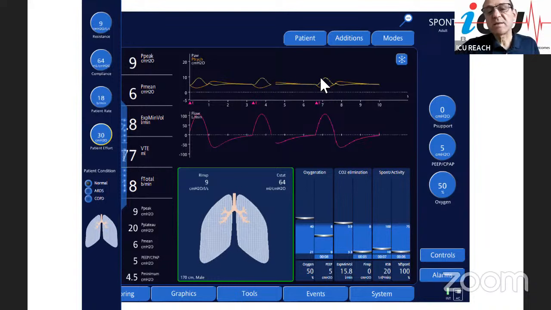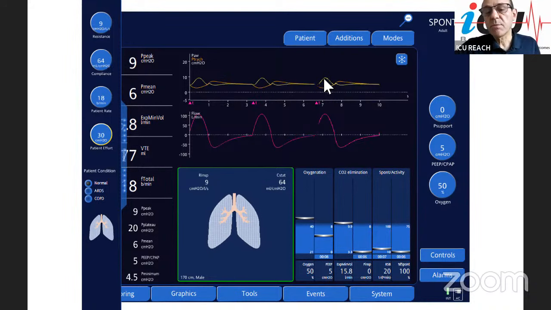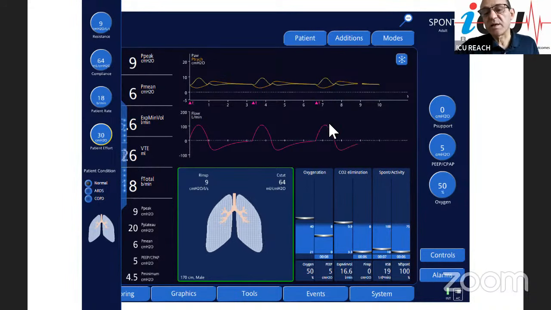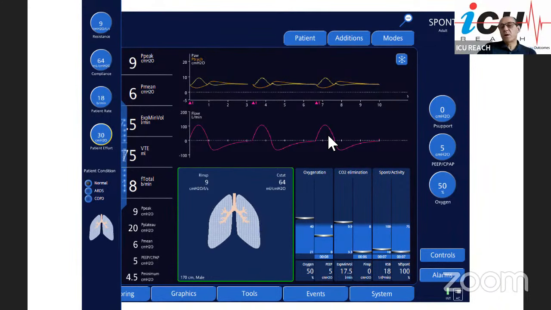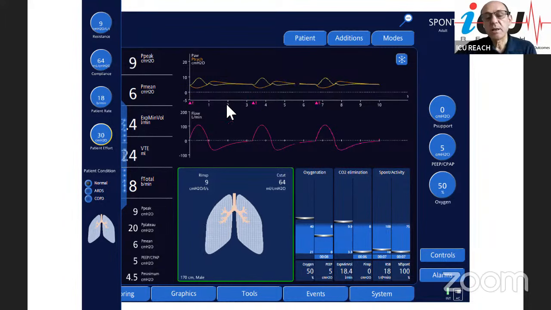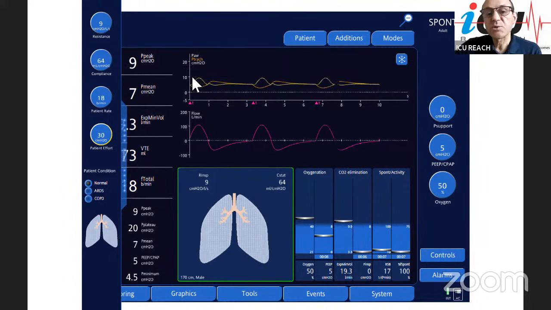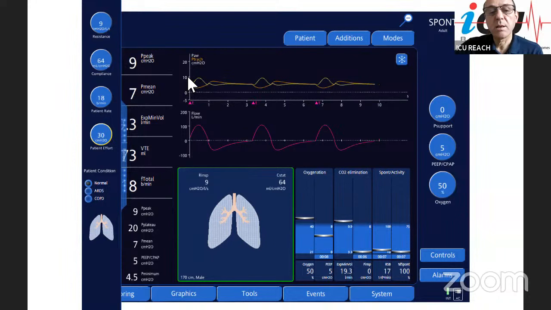So the pressure is automatically adjusted to compensate for that higher flow. And this way, you don't have to adjust anything. As you see, the pressure is adjusted, and it goes up to 10 here. You can see it went up to 10.